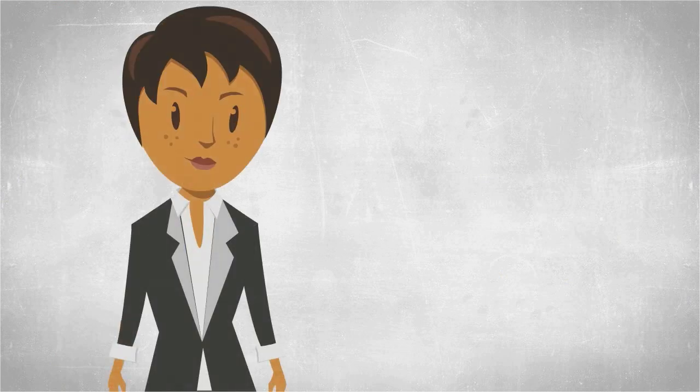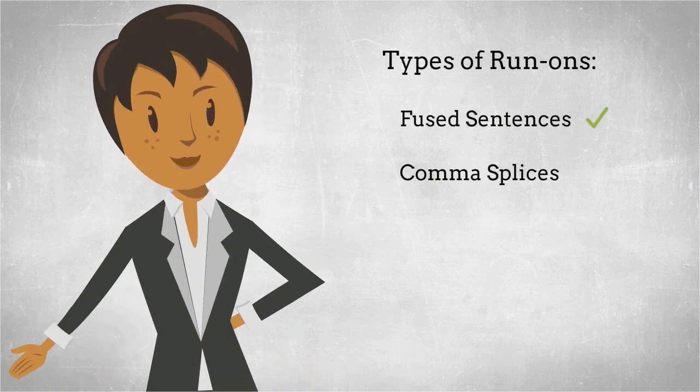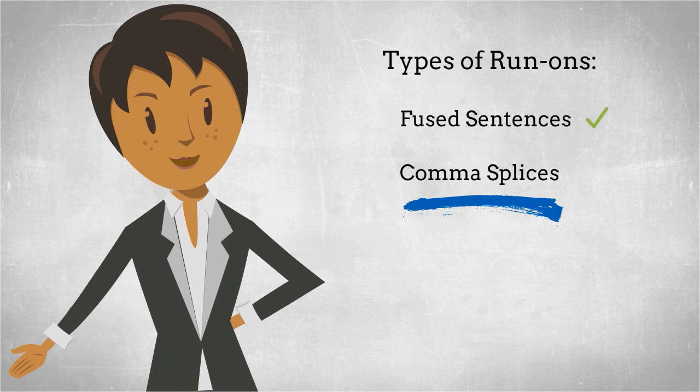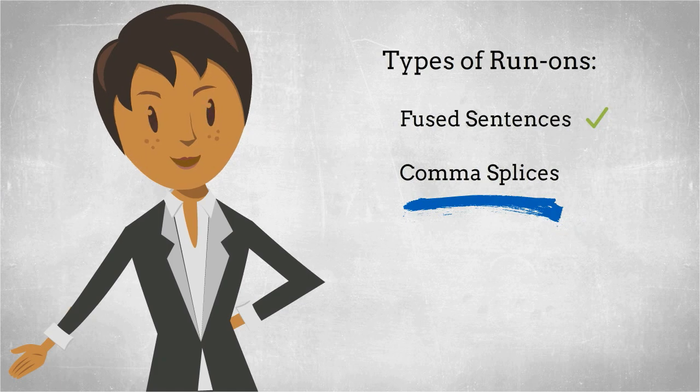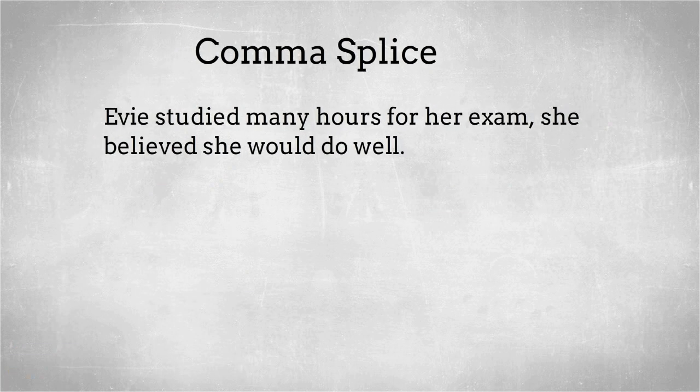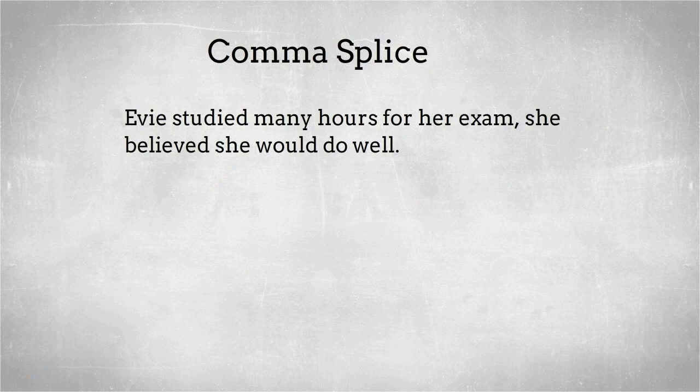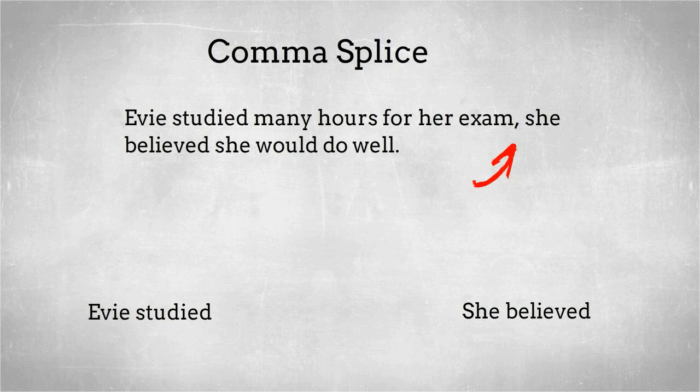Before we conclude this video, let's look at one more type of run-on called a comma splice. Here is our example sentence once again, this time as a comma splice. Evie studied many hours for her exam. She believed she would do well. In this example, the subjects and verbs for both sentences are exactly the same as the previous examples. This time around, however, we combine the two sentences with a comma.